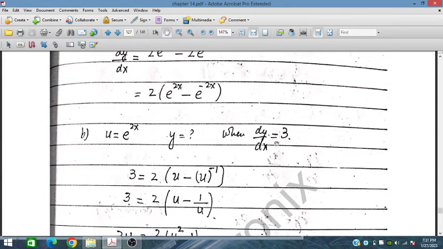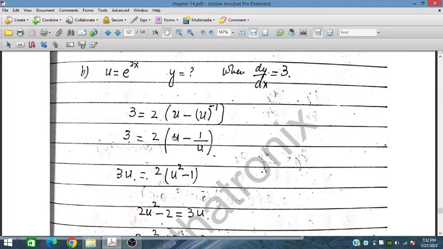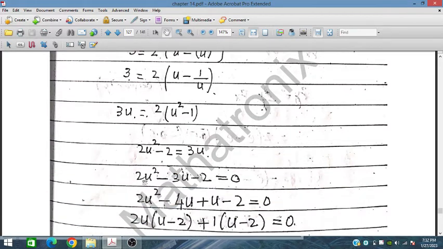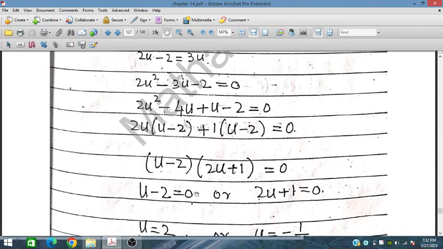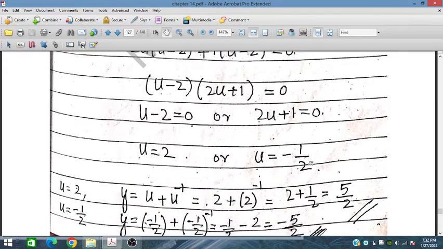So this is 2u, and this is 1 over u, or u to the power of minus 1. Multiplying through by u and simplifying, we get 2u squared minus 3u minus 2 equals 0. On factorization, we have (u minus 2)(2u plus 1) is equal to 0. If u minus 2 is equal to 0, then u is equal to 2. Or if 2u plus 1 is equal to 0, u is equal to minus 1 over 2.